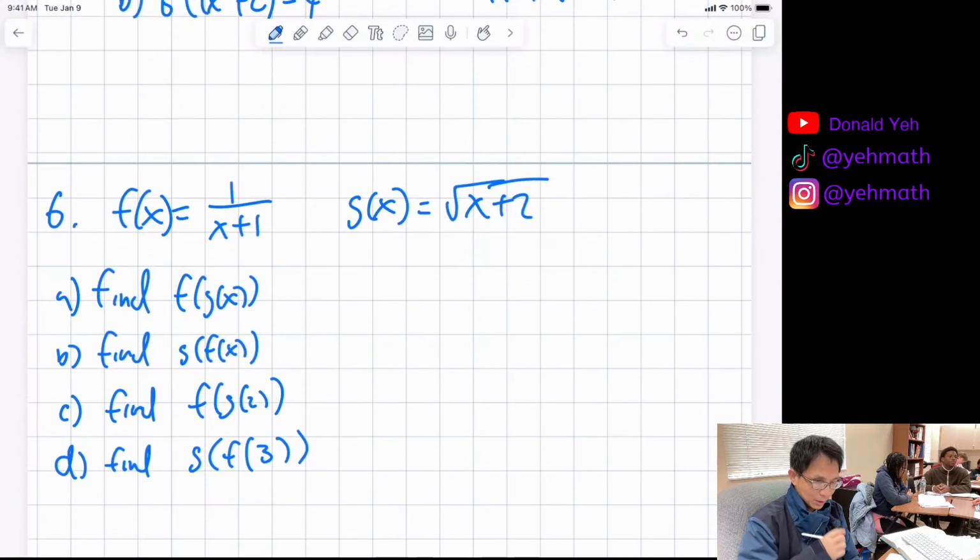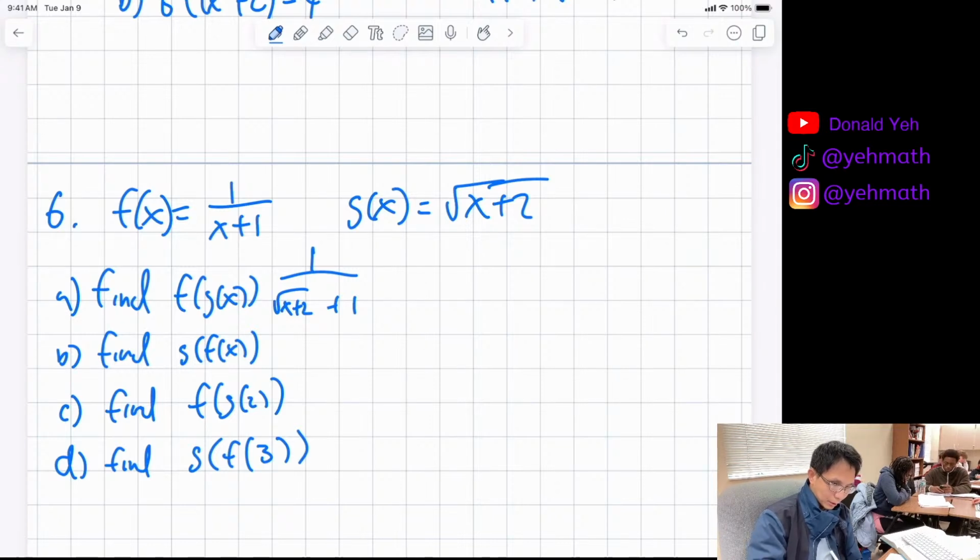Okay, so this one's f of g of x. So that means g of x is going to be placed there. So it's going to be 1 over x plus 2, plus 1. f of x is going to replace here. So it will be square root of 1 over x plus 1, plus 2.